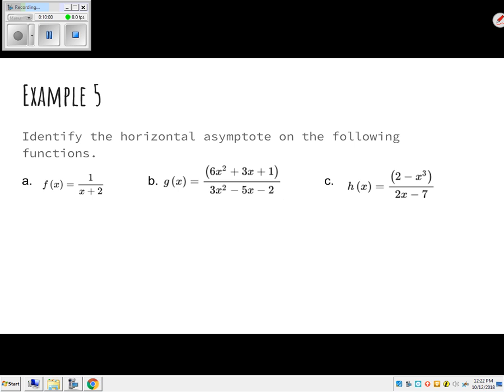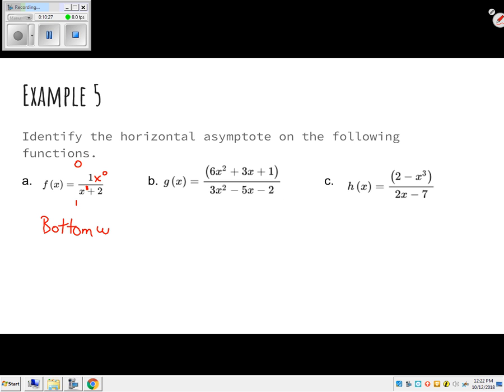Careful on this first one right here. On f of x, if that is a 1 right there, that means that it's a constant term. It's like 1 times x to the 0, except they got lazy and didn't put x to the 0 because x to the 0 is 1. So the degree of the top is 0, the degree of the bottom is 1. That means the bottom wins.